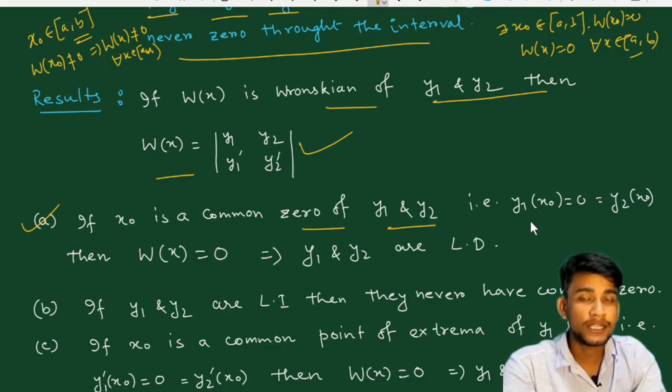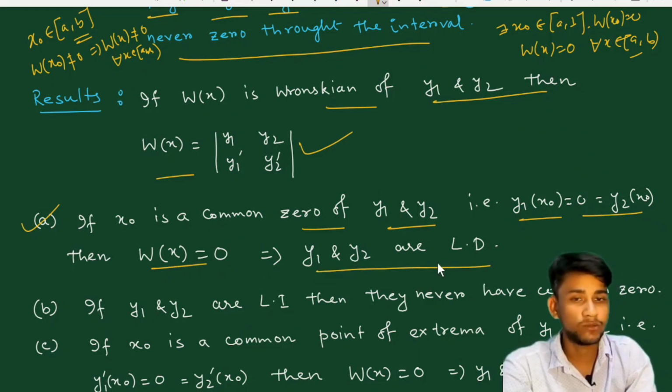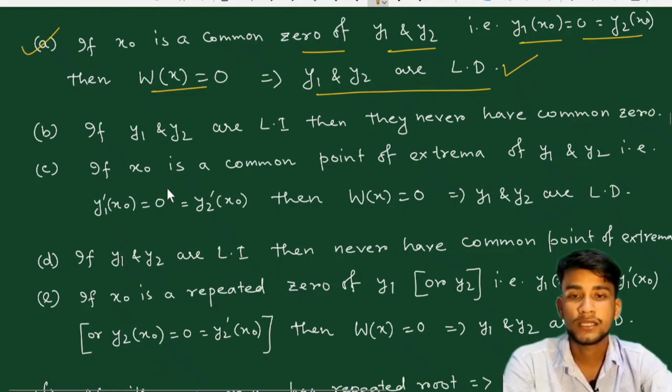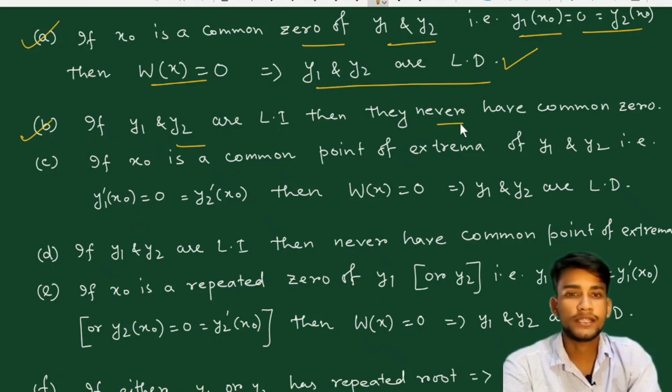Based on this result, every year questions can come in the ODE section. Okay, so that is, y1(x0) equal to 0 equal to y2(x0), then Wronskian W(x0) equal to 0. This implies y1 and y2 are linearly dependent. Okay, the next one is, if y1 and y2 are linearly independent, then they never have a common zero.